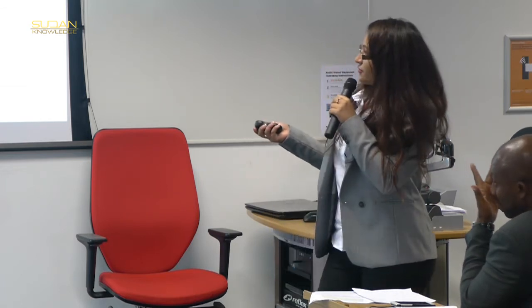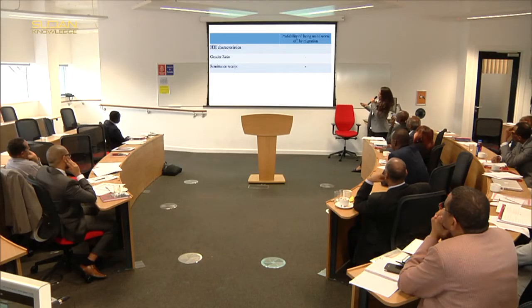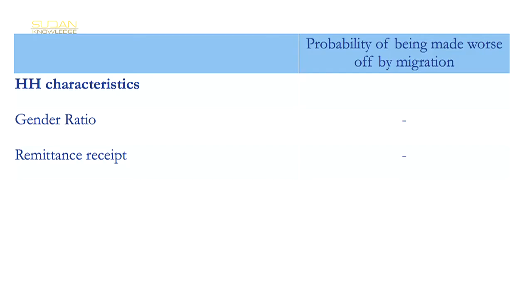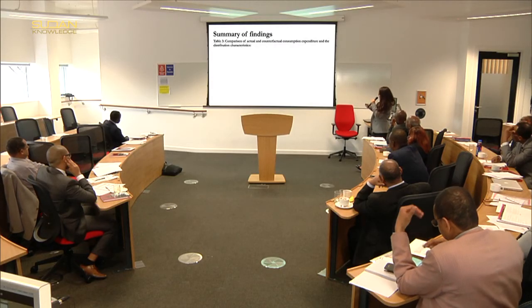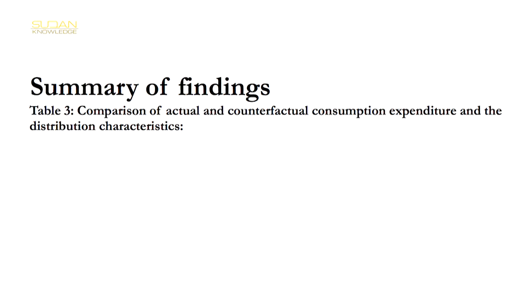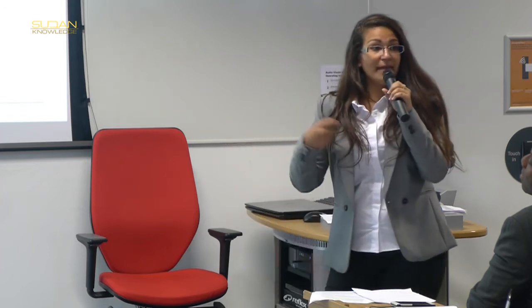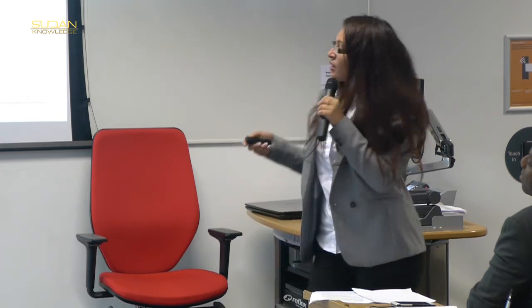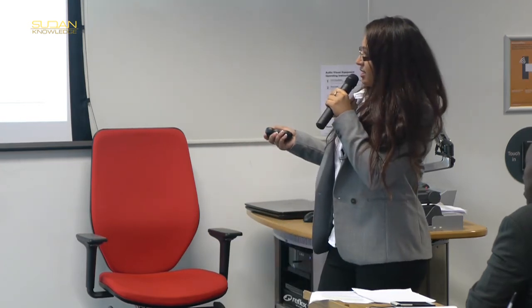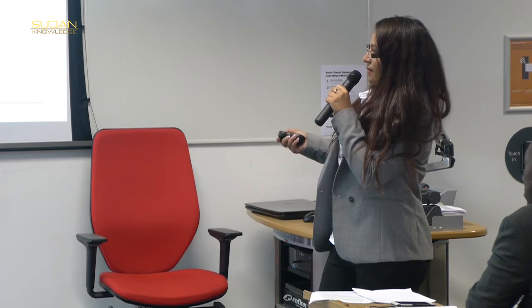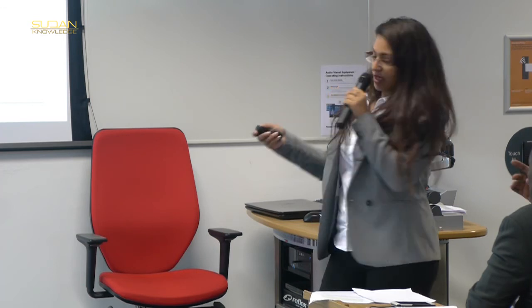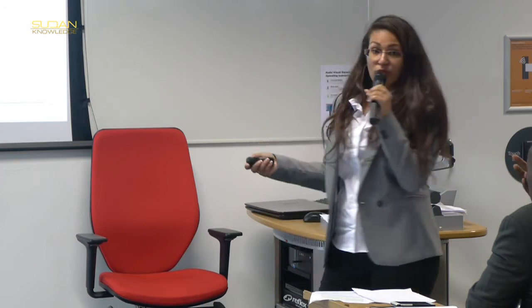And once you regress the difference, you can see that actually, if you have a higher gender ratio or higher remittances, then that would decrease your probability of being made worse off. So those were the two main factors. So to give you a summary of my findings, as you can see here, had the migrant not migrated, the household consumption expenditure would have been lower than their actual. So actually, on average, households are being made better off from migration. But if you look at it based on percentiles, you'll see that the opposite applies for the lower income households. So households in the lower percentiles are actually made worse off by migration.